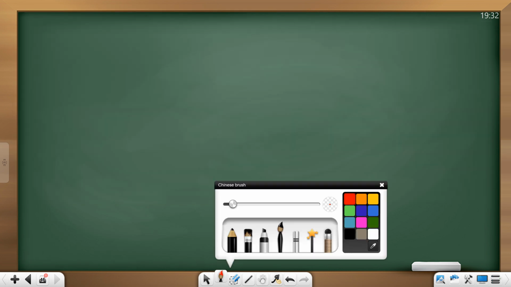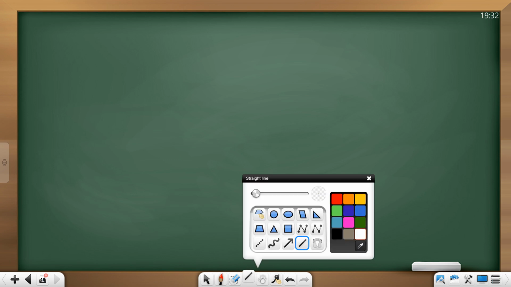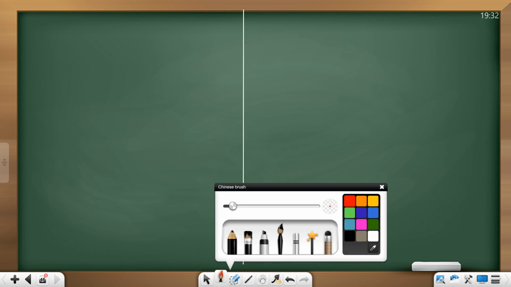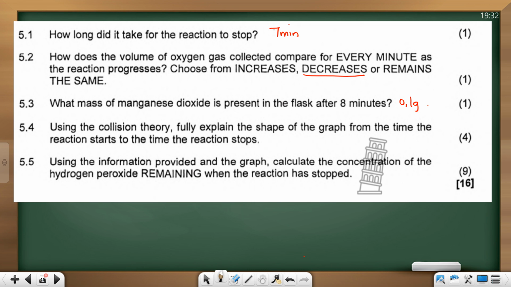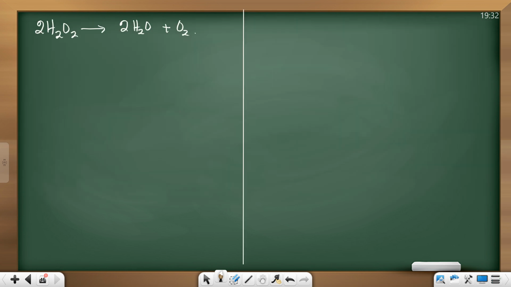Let's quickly write this together and solve. 9 marks. I want to see what the 9 marks is all about. 2H2O2 to give us 2H2O plus O2. We're going to finish just now. Let's see information that we know. We are looking for what? Concentration of hydrogen peroxide remaining. Okay, so we are saying remaining concentration is unknown.